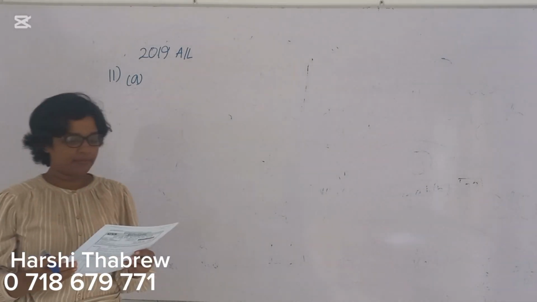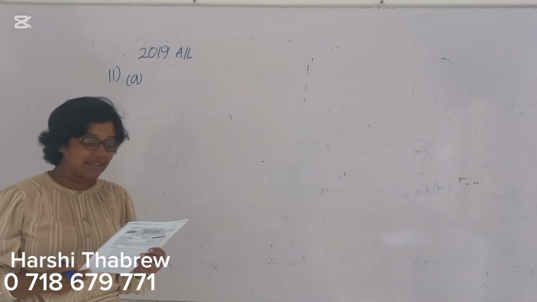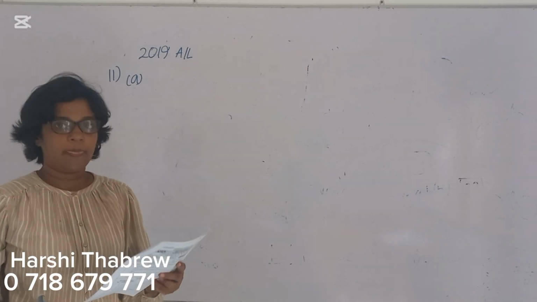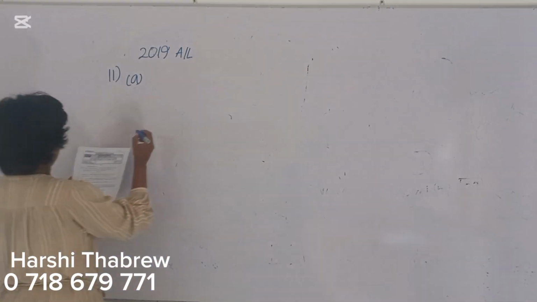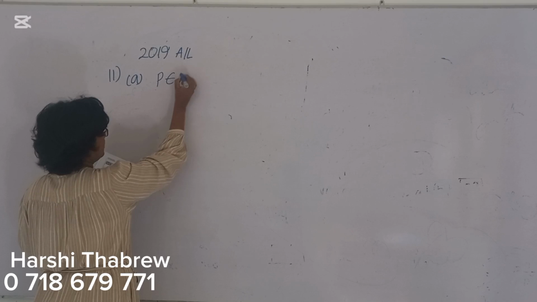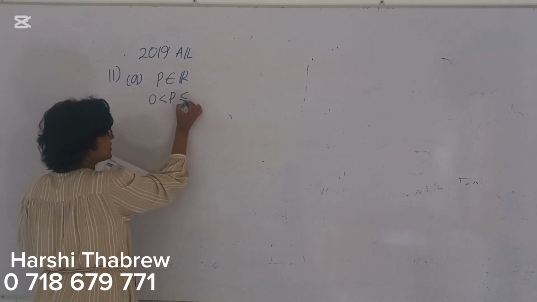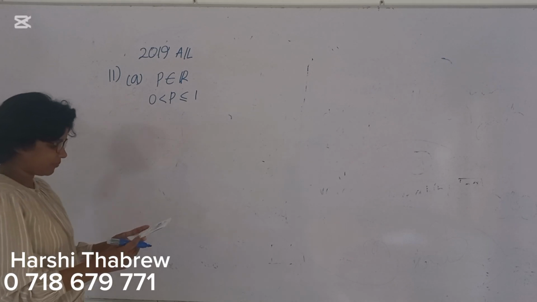p is an element of real numbers and p is greater than 0 and less than or equal to 1. They are the clues given. So let's write them down. p is an element of real numbers. p is greater than 0 and less than or equal to 1.